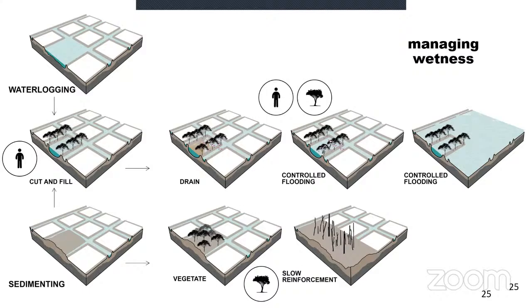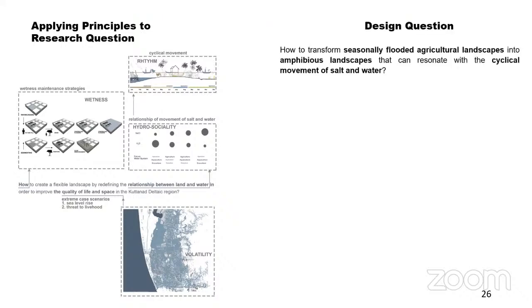And this was sort of a list of strategies of how to construct this new landscape and how to maintain them as well. And that brings me to my research question, which translated into the design question based on these principles, that is how to transform seasonally flooded agricultural landscapes into amphibious landscapes that can resonate with the cyclical movement of salt and water.